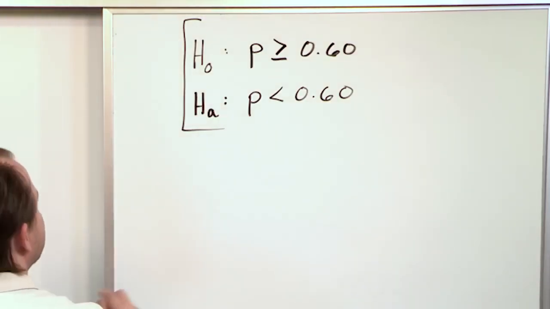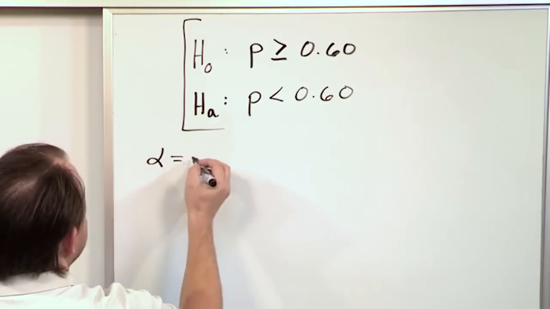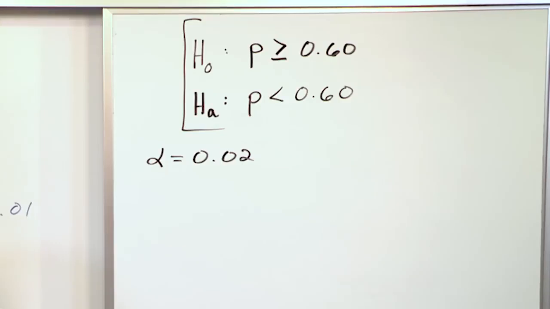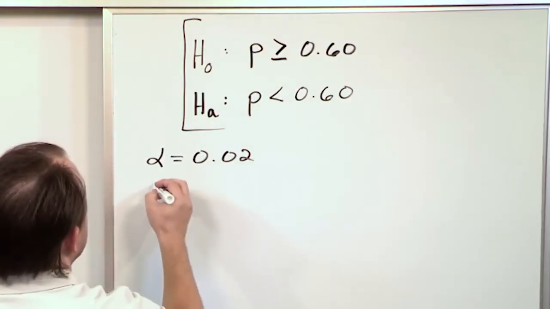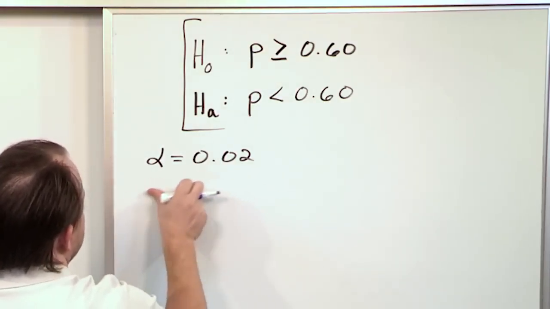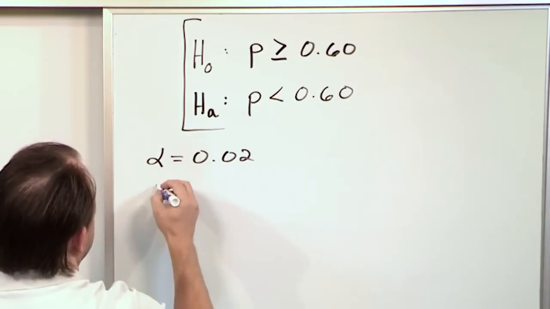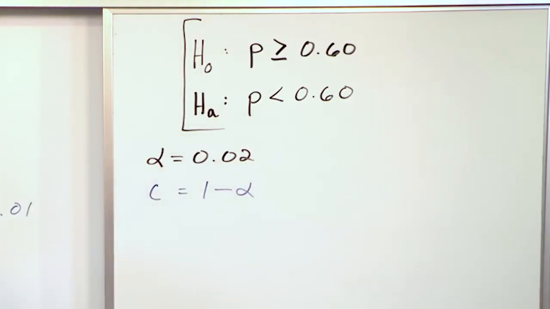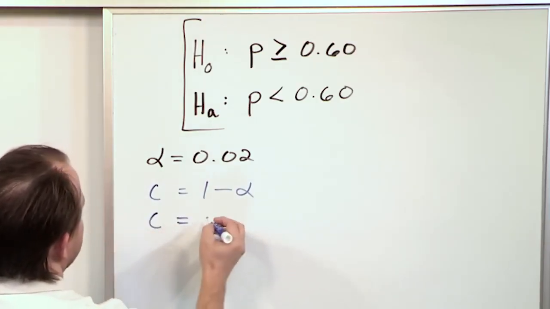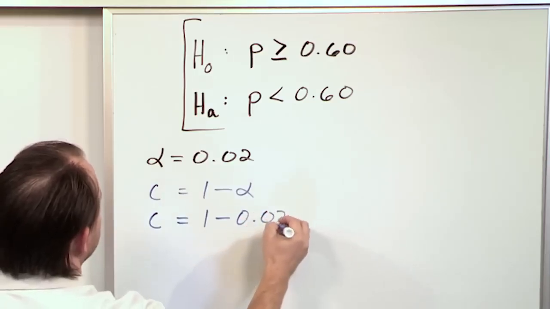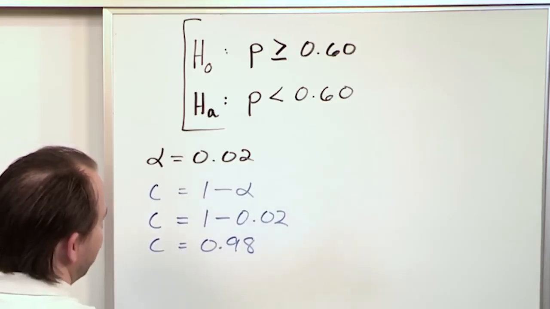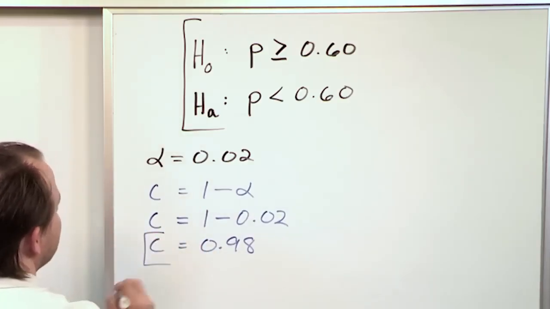So when you see something in a problem, level of significance, you need to write down alpha and write down exactly what it says, 0.02. So this problem said, what is the level of confidence? Well, the level of confidence is 1 minus alpha, right? Level of confidence is 1 minus alpha. So basically you can say 1 minus 0.02, so 0.98. And if you make this in terms of a percentage, it'd be 98%. So this is the level of confidence.